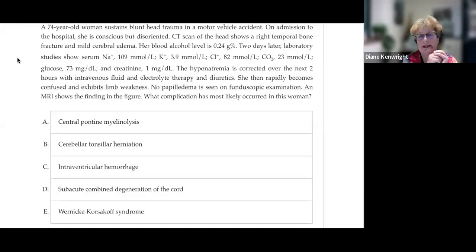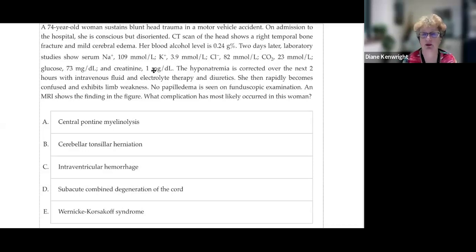All right, here we go. 74-year-old woman has blunt head trauma in a motor vehicle accident. She's conscious but disoriented. She has a right temporal bone fracture and mild cerebral edema. So at the moment you're going, oh, epidural hemorrhage, which by the way is the same as extradural hemorrhage. I think they call it extradural in the US. Oh no, she's been drinking a bit. But all right, so let's look at her 2 days later. She's got a very, very low sodium. Remember, normally not below 130. Potassium's all right. Rest's looking not too bad.